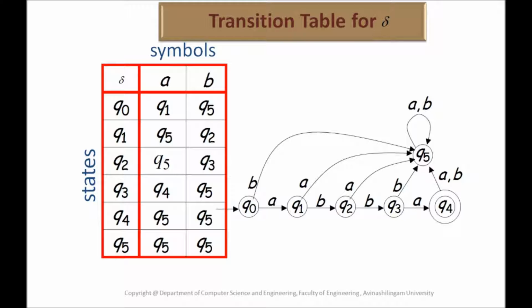From the Q4 state, using the input symbol A, it goes to the Q5 state. From Q4, using the input symbol B, it goes to the Q5 state. From Q5, using the input symbol A, it goes to the Q5 state. From the Q5 state, using the input symbol B, it goes to the Q5 state. So this is the transition table for the transition graph. Likewise, we can define a DFA using each transition table.